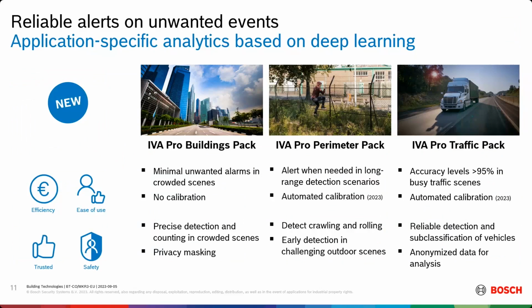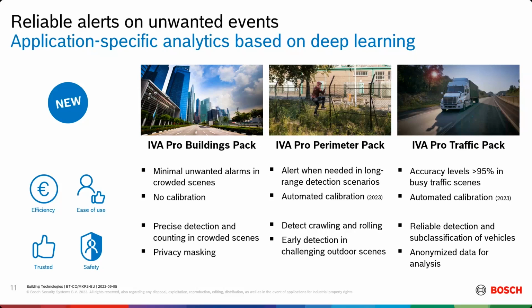So we have a few special applications where we have also tuned the analytics of the cameras for specific use cases to make sure that they have optimal performance. So one is, for instance, the IVA, Intelligent Video Analytics Pro building spec, which deals with everything around buildings. So that's parking lots, that's perimeter fences, those are areas around the building where cameras can be used, and also our loudspeakers can be used.